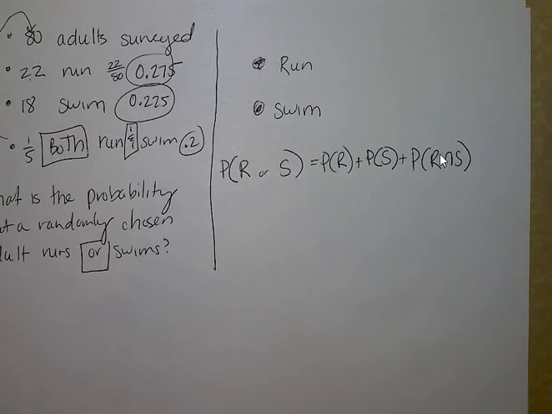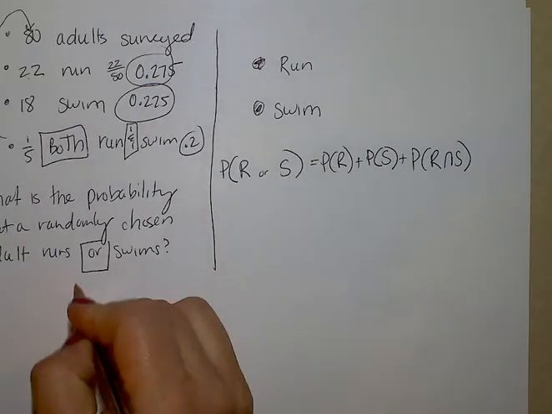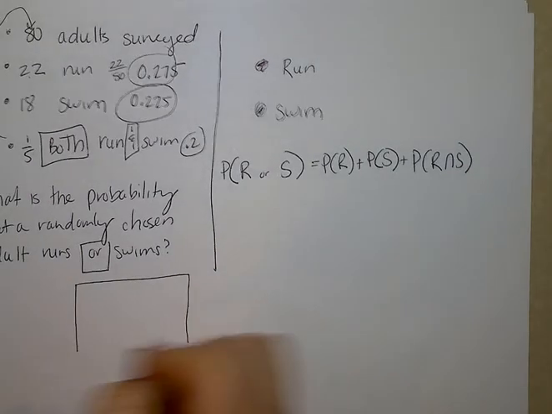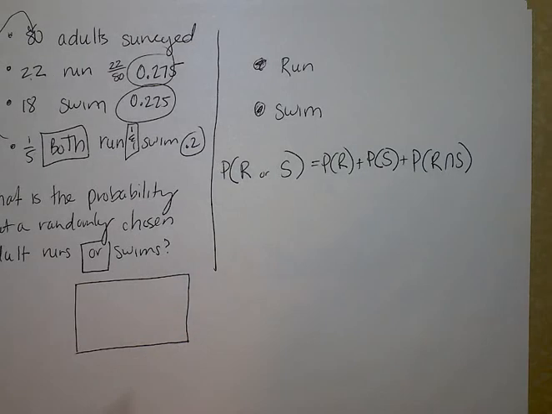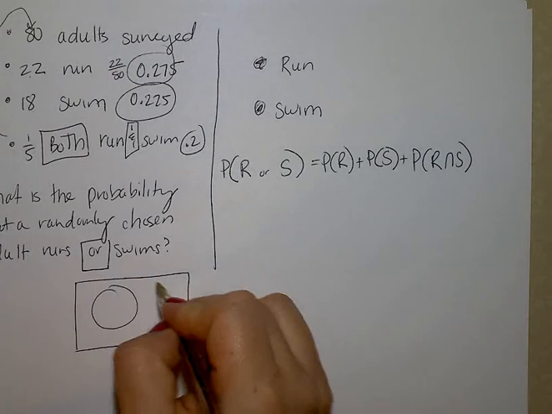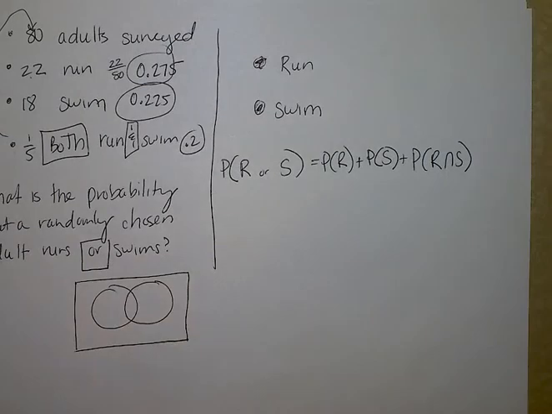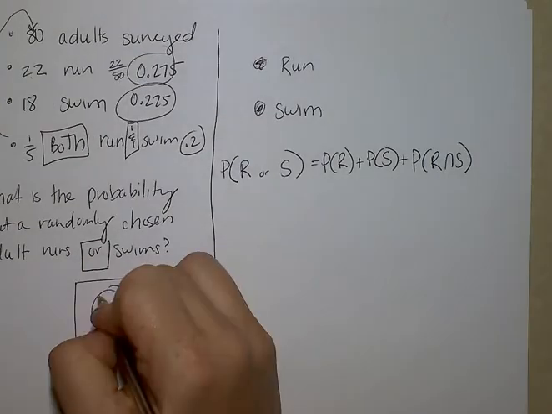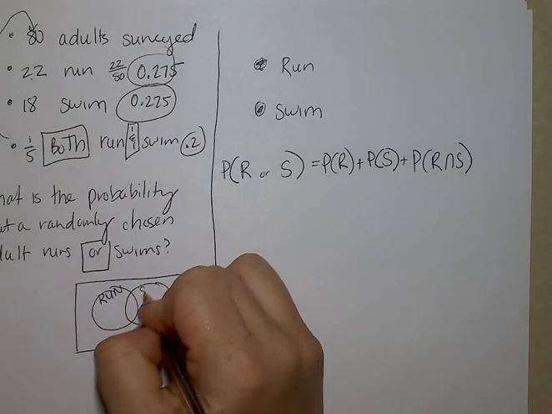And before you plug in the numbers, which is not a hard task to do, I like to look at this visually. So make yourself a decent sized rectangle. We know there's an overlapping portion, so we're doing a Venn diagram, two circles that have an overlapping portion, and I'm going to label this. This is the run portion, and this is the swim portion.